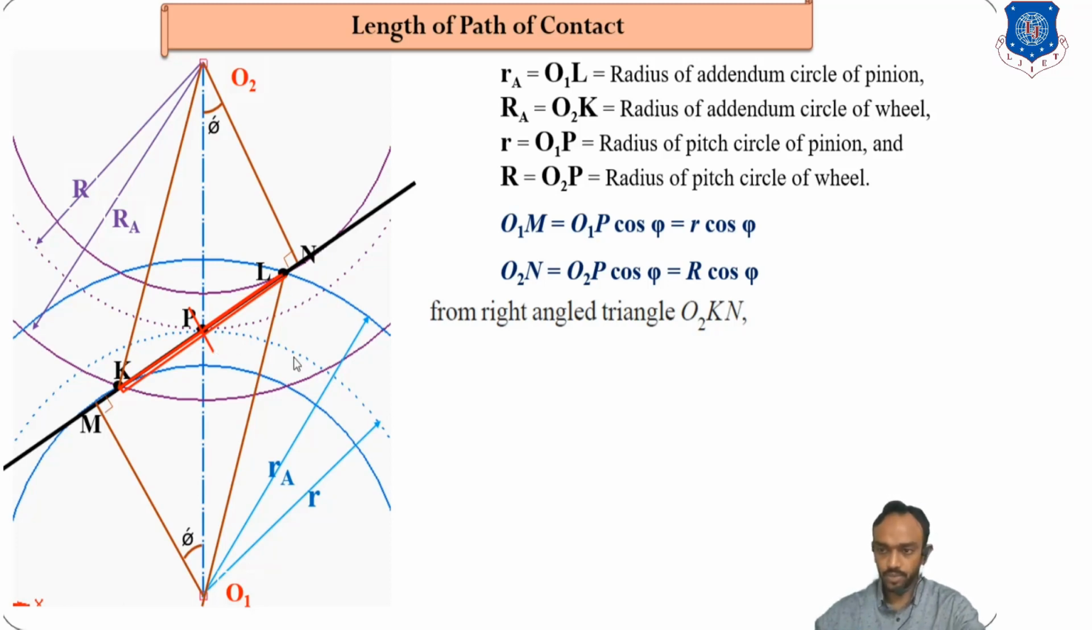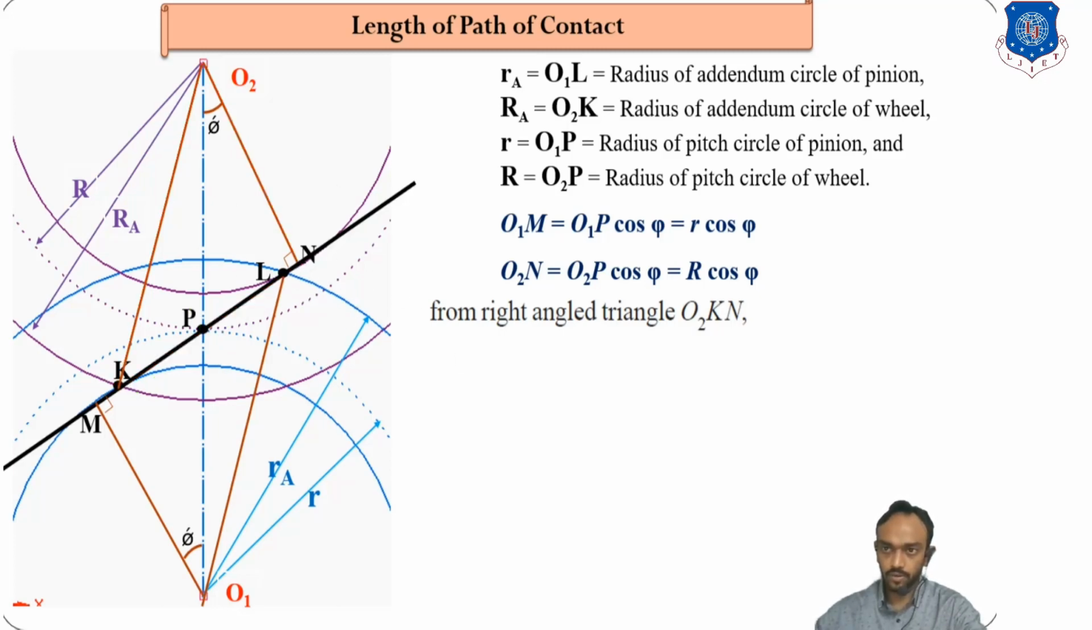So you can see from the triangle, which triangle? O2KN. From this we will find KN totally, and after that, you already know PN, so what we will do is KN minus PN. So we will find this distance from K to P by this. Okay, so KN minus PN, we are going to do that.